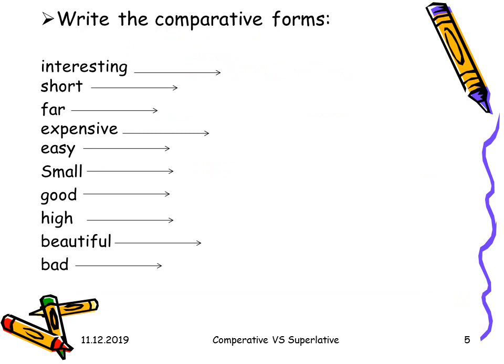Write the comparative forms. Interesting. Interestinger? Mister, I have never heard of this word. Yes, of course. Nothing is called interestinger. It should be more interesting. Short, shorter. Far, farther. Yes, I have told you about it. Expensive, more expensive. Yes, because it's what? More than one syllable. Very good.